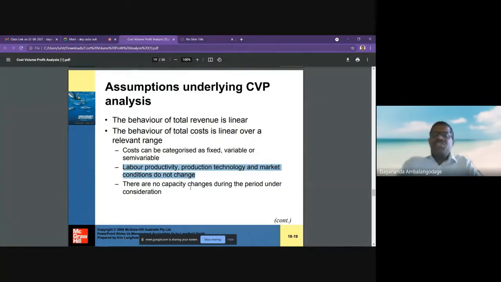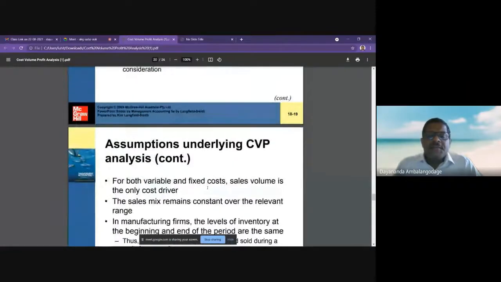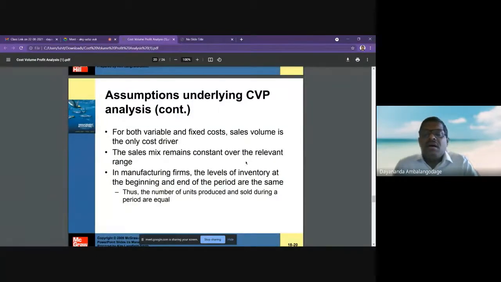Then there is no capacity change also. When capacity changes, economies of scale come in and thereby production cost is reduced. So we assume that there is no capacity change as well. And finally, for both fixed and variable cost, volume is the only cost driver. For the profit, there are only three factors influencing it: variable cost, fixed cost, and sales volume. Then the sales mix remains constant.